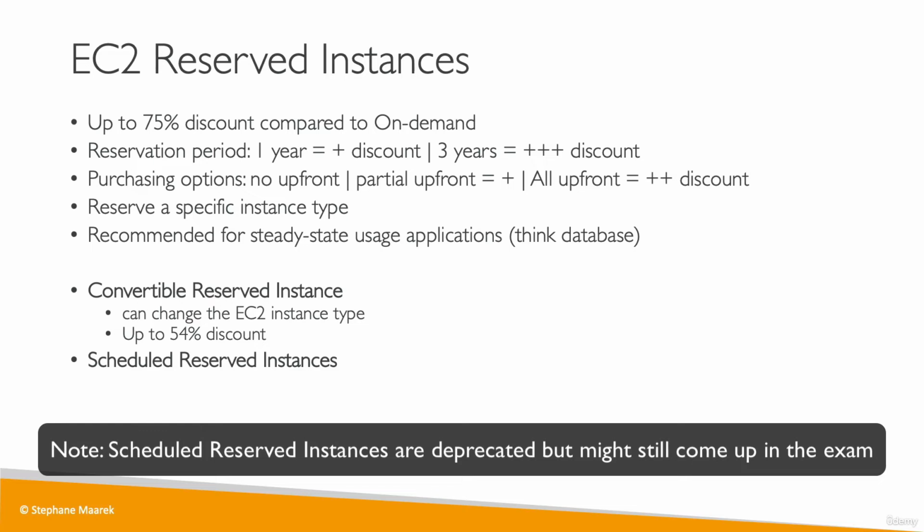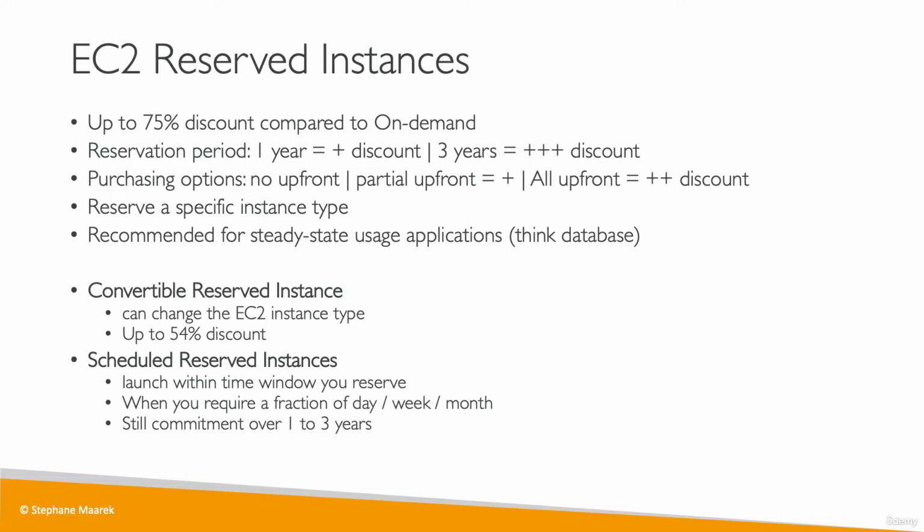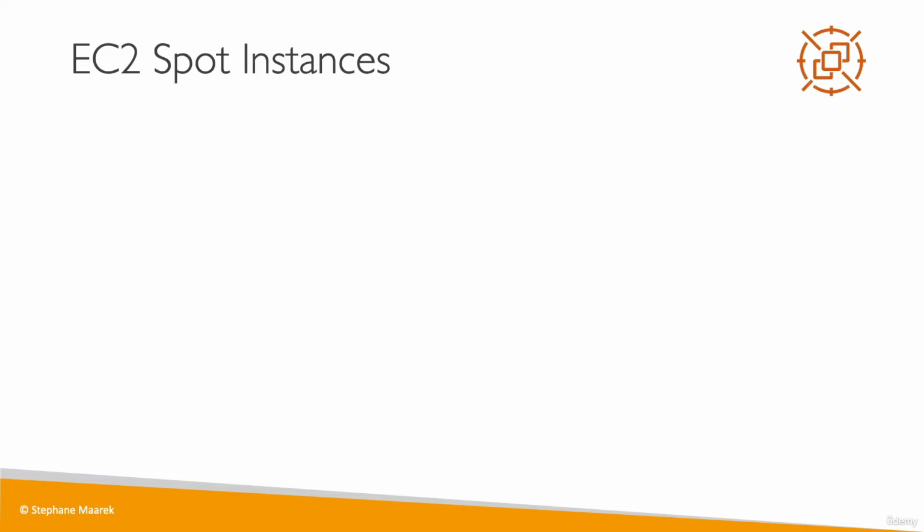Then you have the scheduled reserved instances. For example, if you just know you need to launch that EC2 instance within a specific time window that you reserve, so you need to have it just for a fraction of a day, a week, or a month, but you still need to commit for 1 to 3 years. Hope that makes sense.